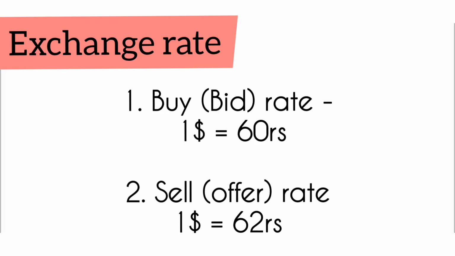So here the dealer who deals in foreign exchange currency, whenever he is buying currency from us, he'll buy it at 60 rupees. Okay, and whenever he is selling the same currency to some other person, he'll sell at 62 rupees. Suppose $1 he is buying at 60 rupees and selling at 62 rupees, that means he makes a profit of 2 rupees. So 60 rupees here is the buying rate, whereas 62 rupees here is the selling rate. So that is buying rate and selling rate.